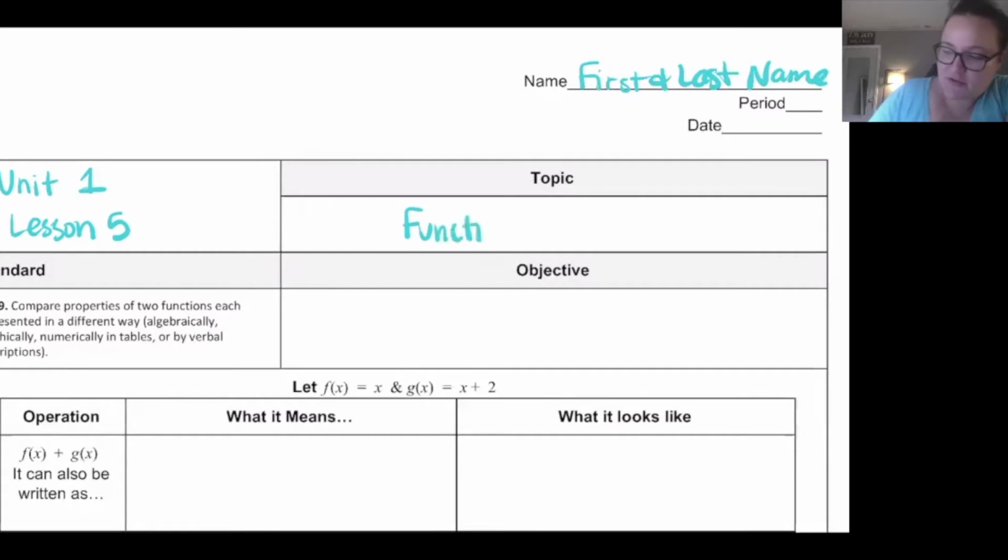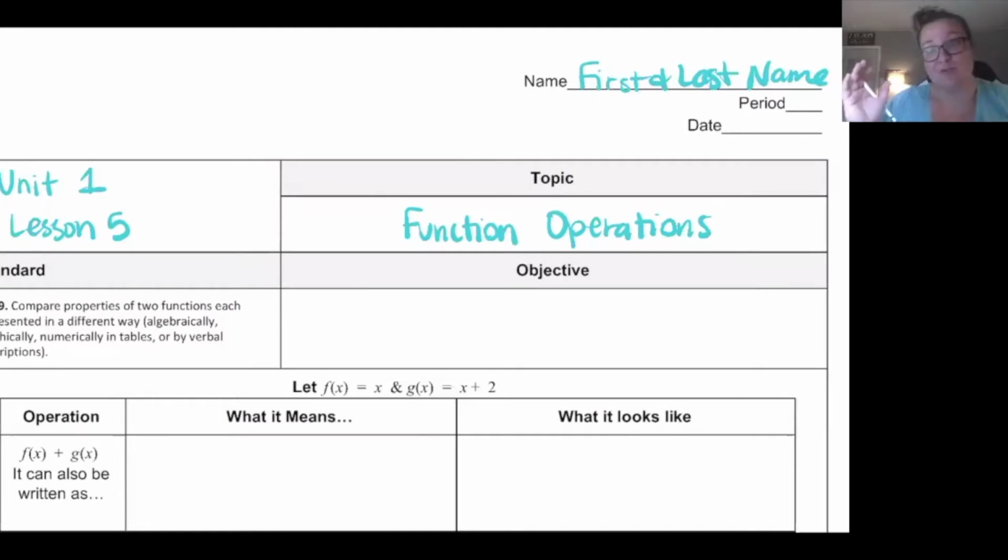Sorry, we're going to call it function operations. So in our last lesson, we learned all about what a function is, what makes a function a function. Today, you're going to learn how to take two functions and add them together, or subtract them, or multiply them.